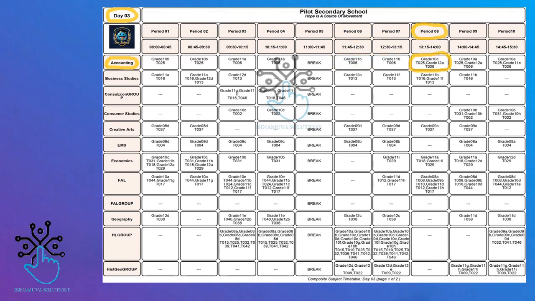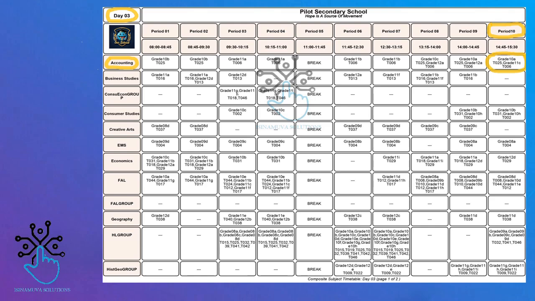In period 8 of day 3, the accounting subject is taught to grade 10C students by teacher T025 and to grade 12A students by teacher T006. In period 9 of day 3, the accounting subject is taught to grade 10A students by teacher T025 and to grade 12A students by teacher T006. Finally, in period 10 of day 3, the accounting subject is taught to grade 10A students by teacher T025 and to grade 11C students by teacher T006.